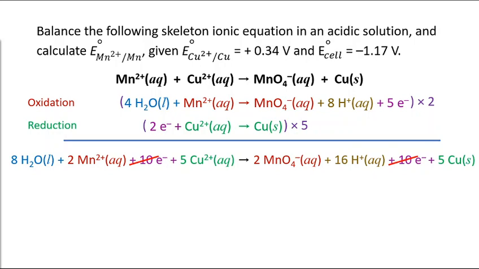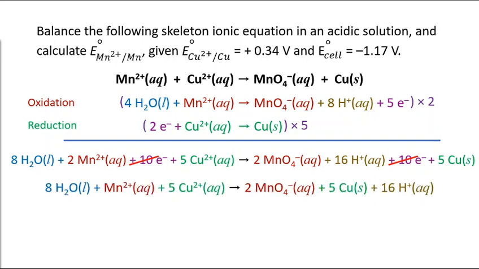Once you cancel those out, you don't have waters on both sides. Manganese is the same kind of deal as the very initial equation, and copper as well. So the only thing that can cancel out is your electrons. So your balanced equation in an acidic solution is 8 H2O liquid plus, sorry, that should be a 2 sitting right there, I missed my count. So 2 Mn2+ plus 5 Cu2+ gives you 2 MnO4 minus plus 5 Cu plus 16 H pluses. And again, this is if you have an acidic solution.